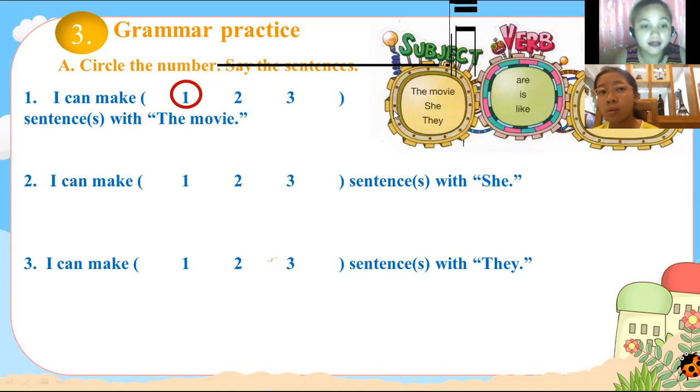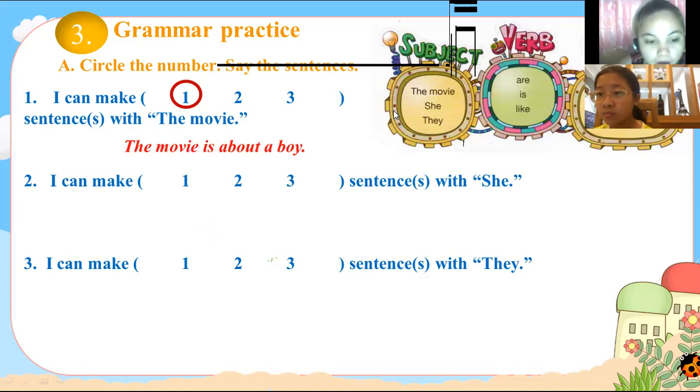Okay, or what sentence can you make? What's that one sentence? It is fantasy movie. Okay, so the answer is the movie is about a boy. Oh, you cannot say the movie is fantasy movies. Oh, because it has a letter S at the end.